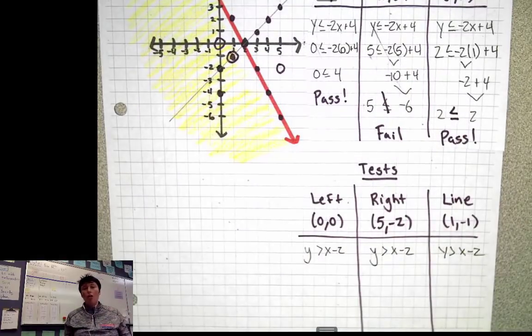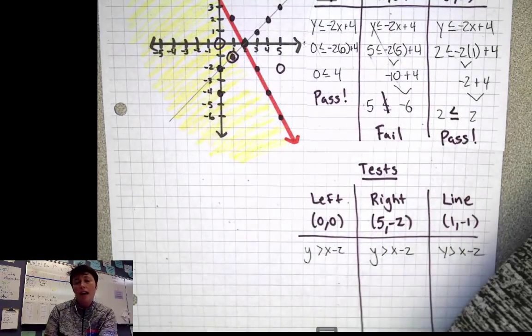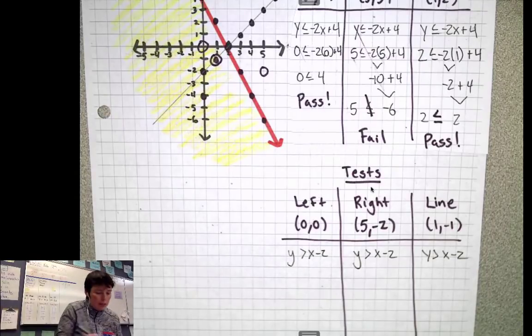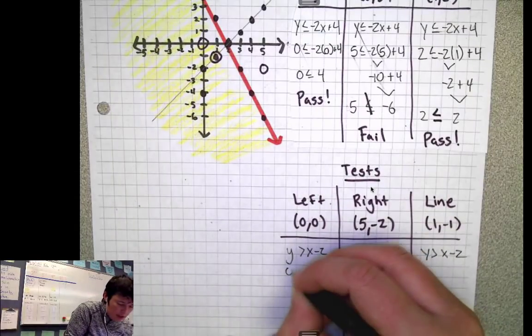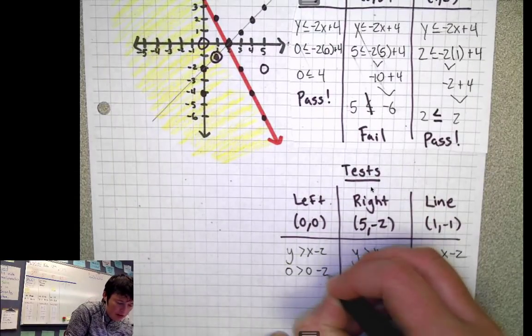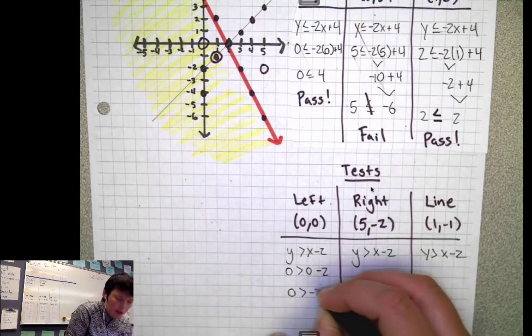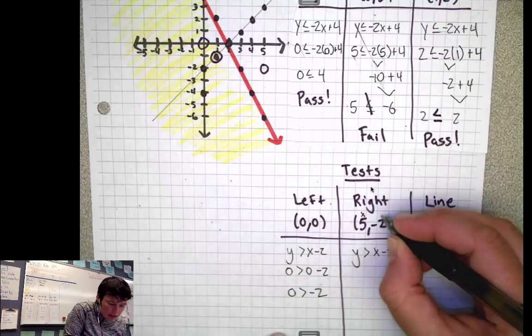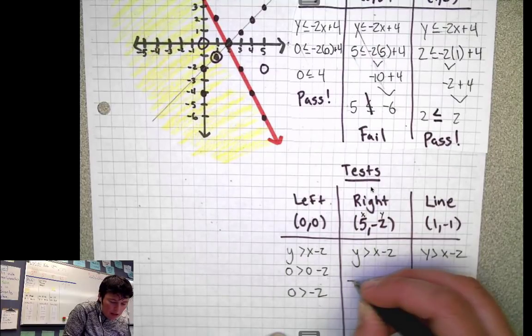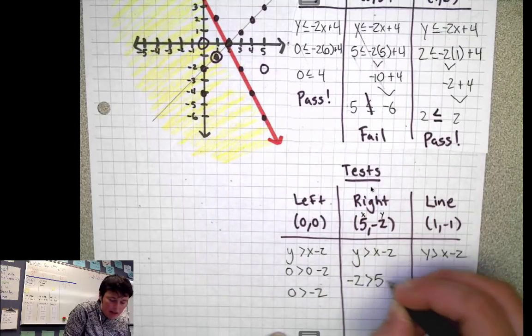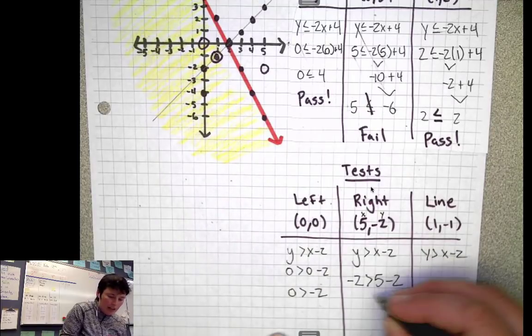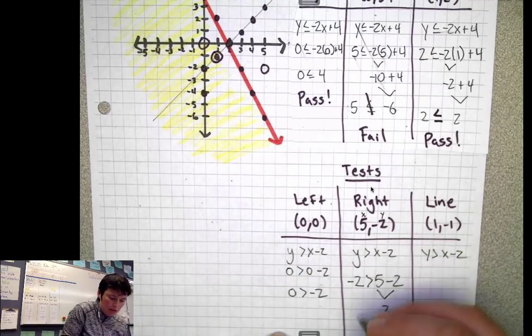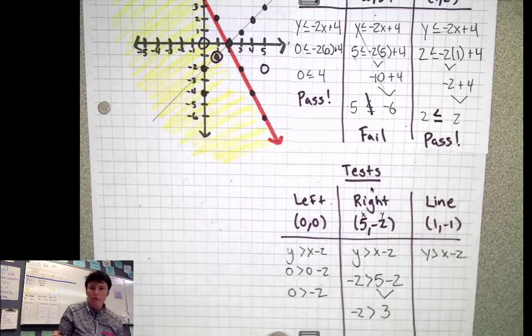And I'm going to test all 3 of those to see if they actually do indeed. So let's put in 0, 0, which will be easy. 0 is greater than 0 minus 2, so 0 is greater than minus 2. We'll put in 5, -2. 5 is the x, y is the -2, so -2 is greater than 5 minus 2. 5 minus 2 is 3, so -2 is greater than 3.